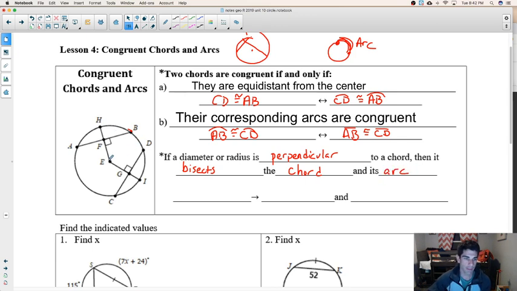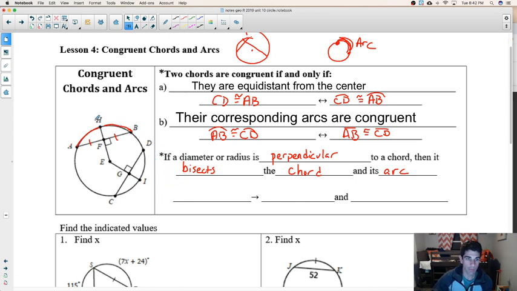What that means is, in this case we had a radius. The radius is perpendicular to the chord, and that's what they're showing right here at AB and EH. Then what that does is it bisects the chord, so AF would be congruent to FB, and in doing that, arc AH would be congruent to arc HB.